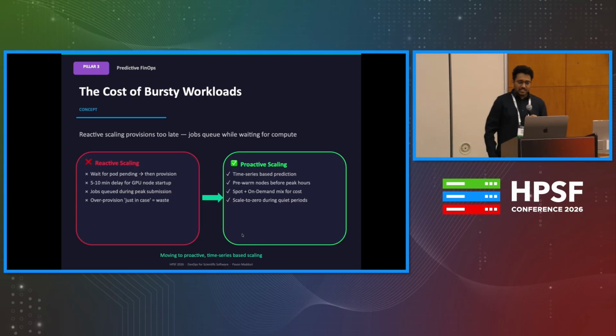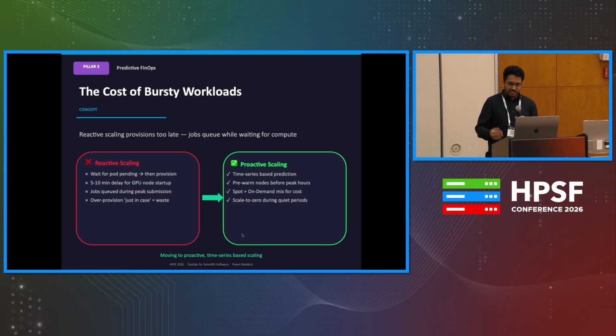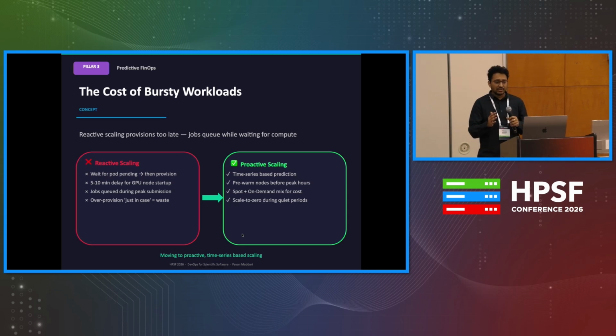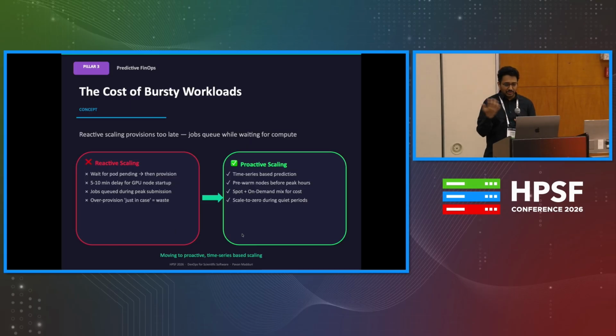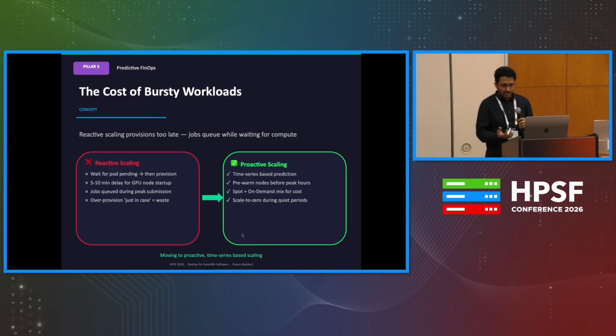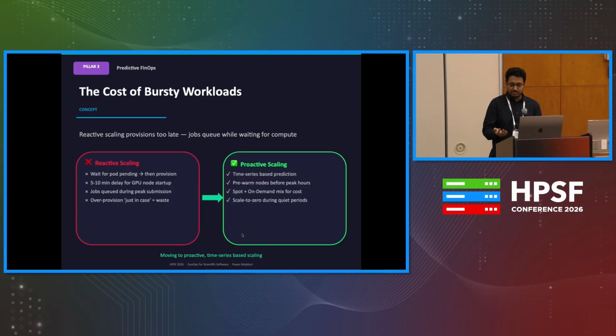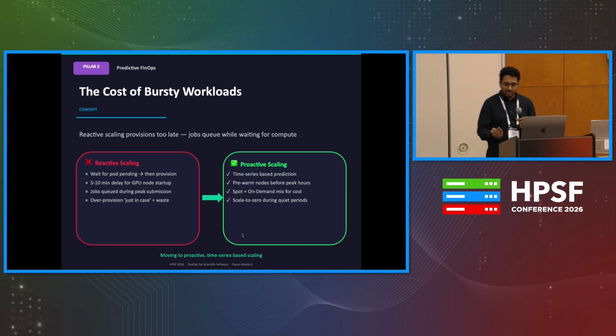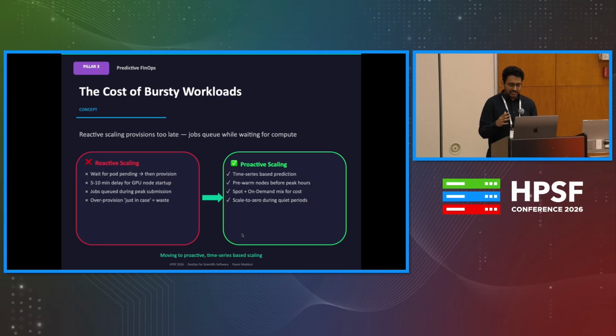Next comes pillar 3, predictive FinOps. Running all these GPUs is pretty expensive, especially with bursty scientific workloads. Reactive scaling is too late. You wait for the pod to get into pending state, and then you suffer a 5 or 10-minute delay while the heavy GPU node starts up. This causes massive queuing during peak times. To solve this, we move to proactive time-based scaling. We pre-warm the nodes before peak hours, mix spot and on-demand instances, and aggressively scale to 0 during quiet periods.